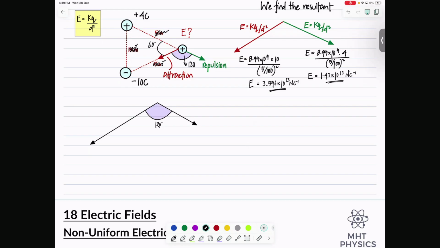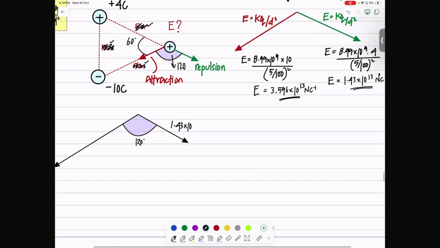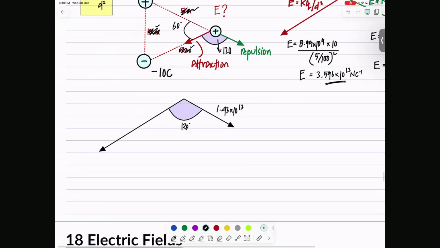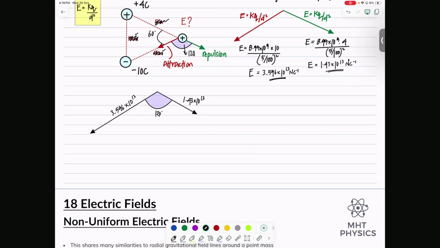120. Okay, so yeah, if you have 1.43 into 10 to the power 13, and this is 3.596 into 10 to the power 13, how do you find the resultant of two vectors that are like this? Yeah, you can use the parallelogram method, vector triangle, or the cosine rule modification, right? So which is going to be what? Resultant is going to be a square plus b square plus 2ab cos theta.